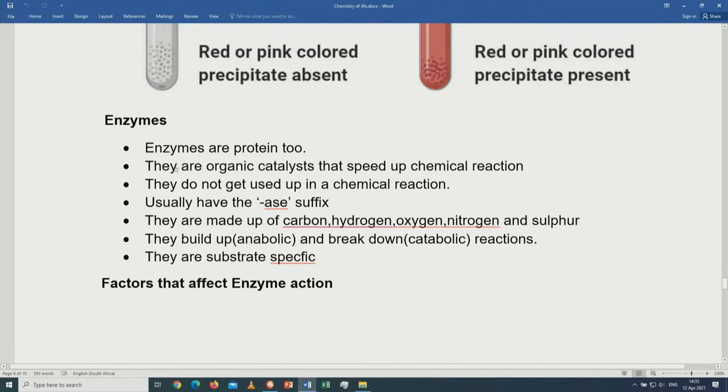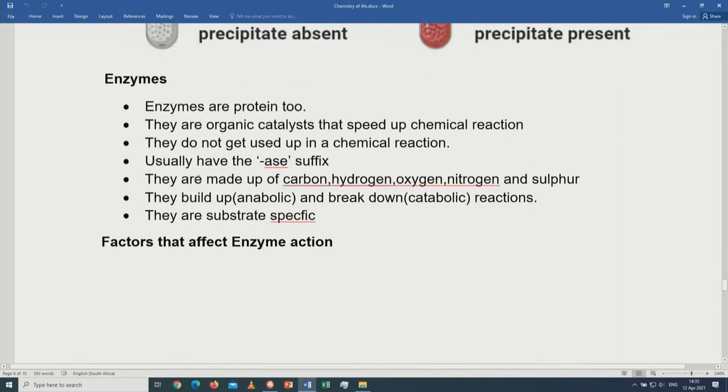Enzymes are very important as they act as organic catalysts. They speed up chemical reactions in our cells, such as anabolism and catabolism. What is important about them is that they don't get used up in a chemical reaction. They usually have the suffix -ase.